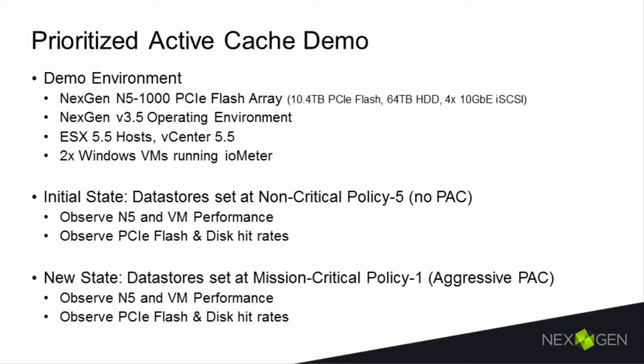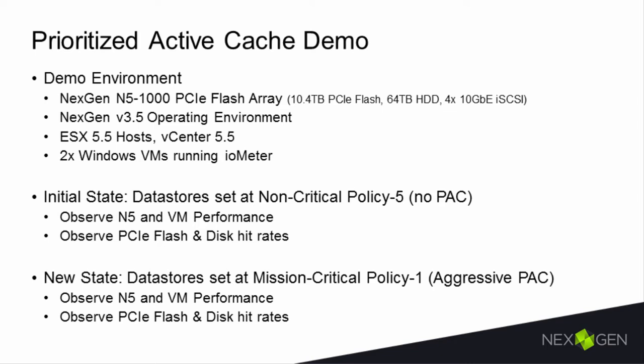For the initial state of the system, I have the data stores set at a non-critical policy 5 quality of service. This means that the data for these data stores is not prioritized for flash, and the Prioritize Active Cache is not operating on these data stores. We will observe the N5 and VM performance and should see disk-based performance for IOPS and latency.